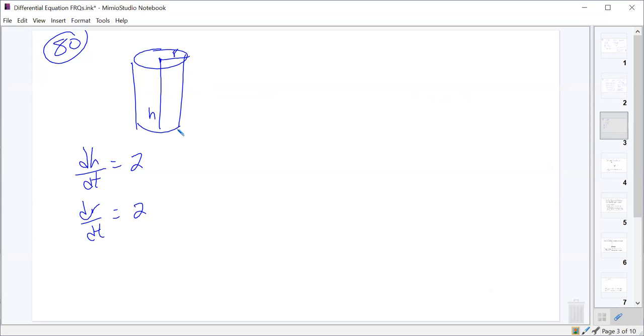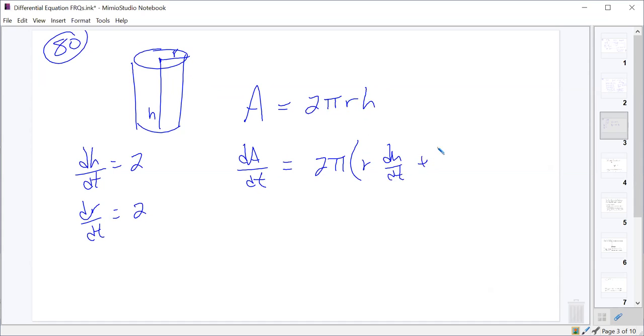And so your lateral surface area, we'll call it A, is equal to 2 pi r, that's your circumference of the base, times the height, right, for a cylinder. And so we'll just take the derivative of both sides of this with respect to t. The derivative of r times h, that's one function r times another function h, so that should be the product rule, r times dh dt plus h times dr dt.